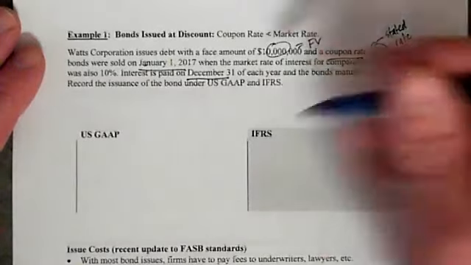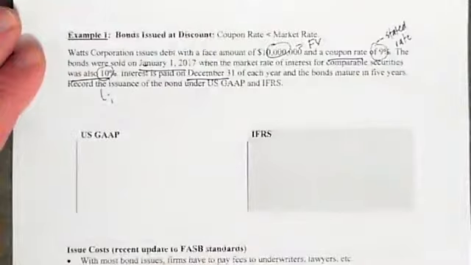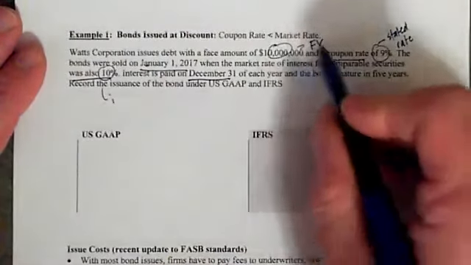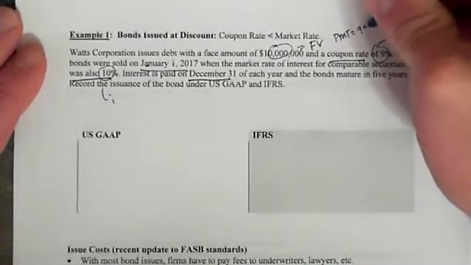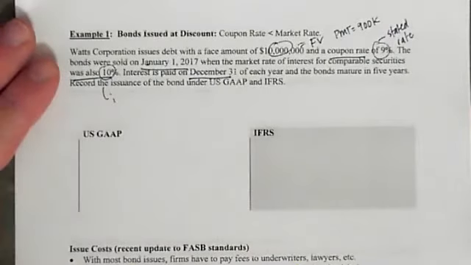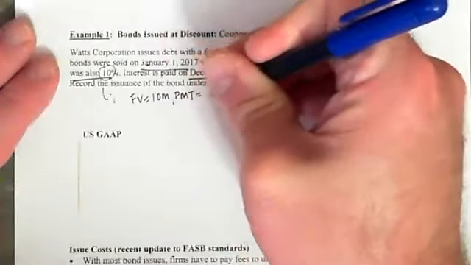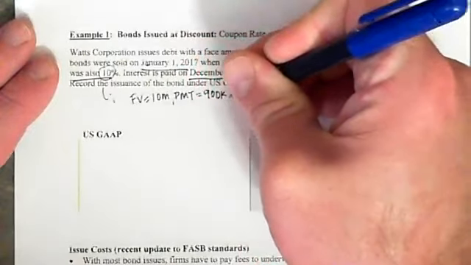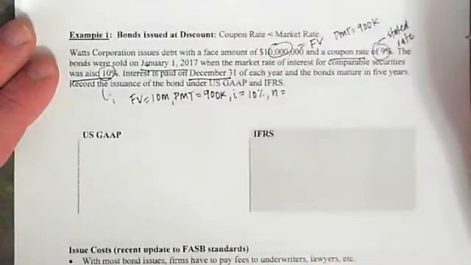The market rate of interest for comparable securities was 10%, and so that's our I. And of course, our payment is set by the function of the face value times the stated rate, which gives us payments in the order of $900,000 each. Now that you have all the information you need, you can go ahead and set up the time value of money calculation with your FV of 10 million. You have a payment of 900,000, an interest of 10%, and an N of 5 years.